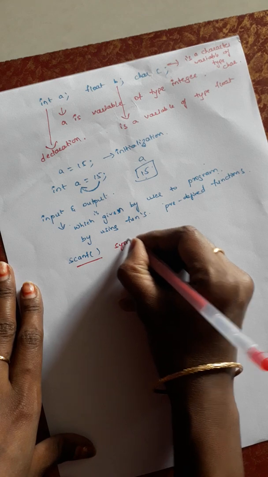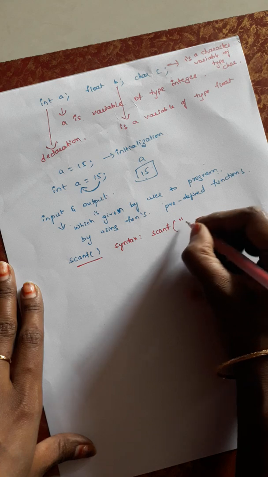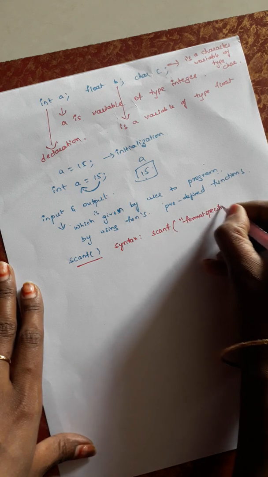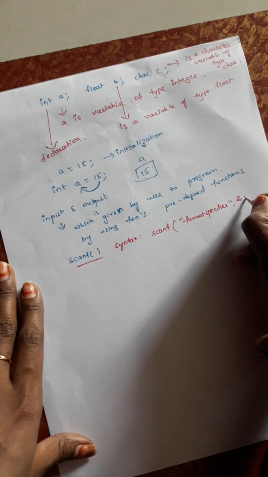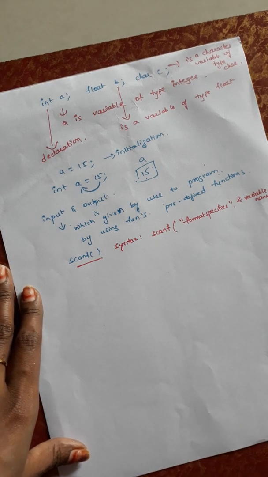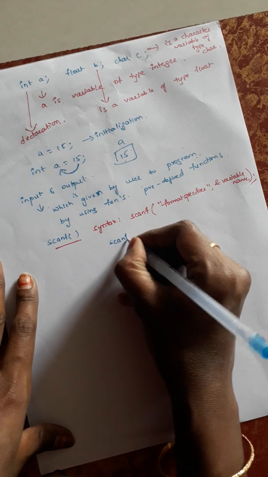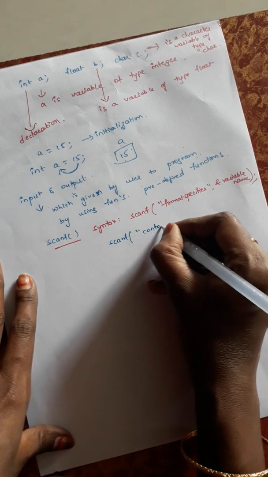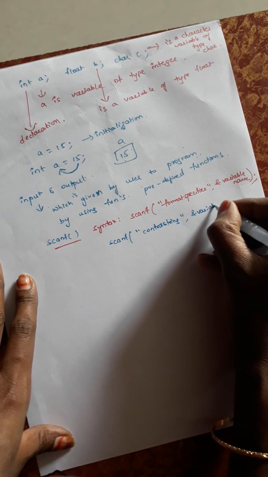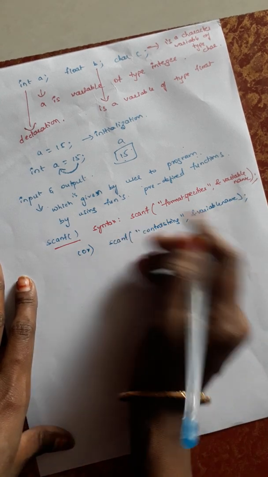The syntax is scanf, format specifier, ampersand, variable name. Here in scanf, we also write the format specifier as a control string, then ampersand, variable name. Okay, this is the syntax.